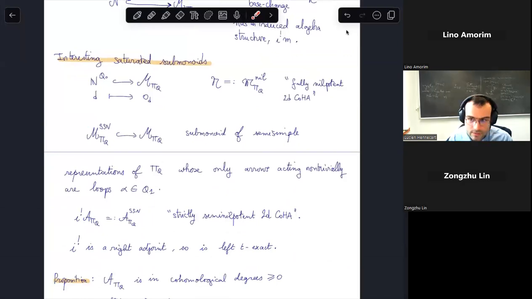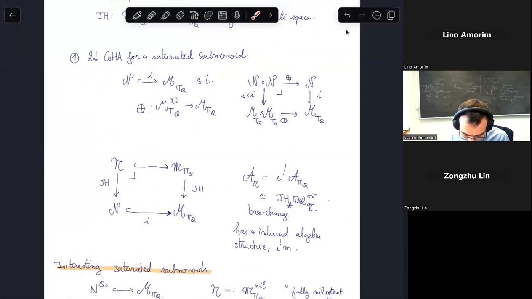A quick question. You want the submonoid to be saturated so that the corresponding sub is going to be a subalgebra? CoHa is not going to be a subalgebra. Saturated is to guarantee that the Schrick pullback, which is a functor from the constructible derived category of M pi q, is an algebra. Yes, I want this functor to be a monoidal functor.